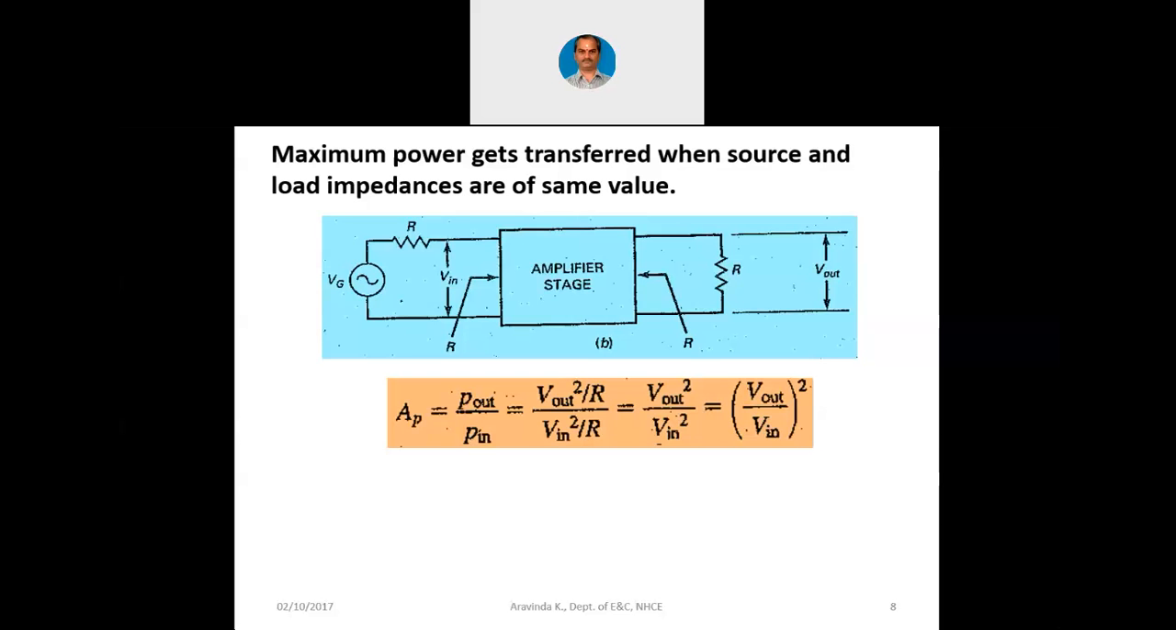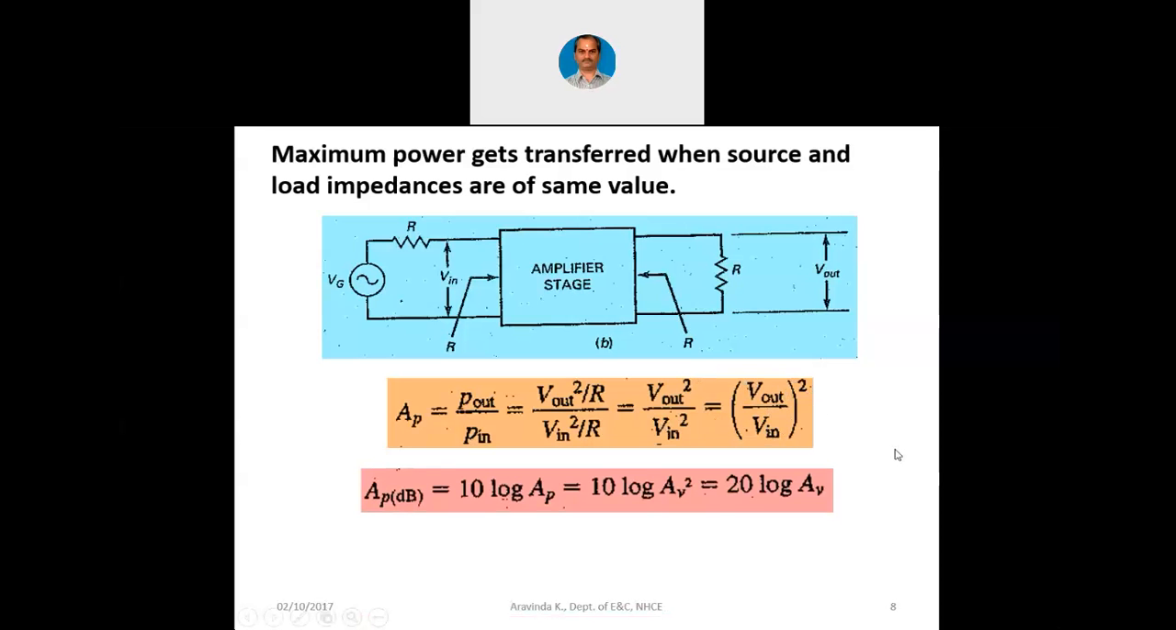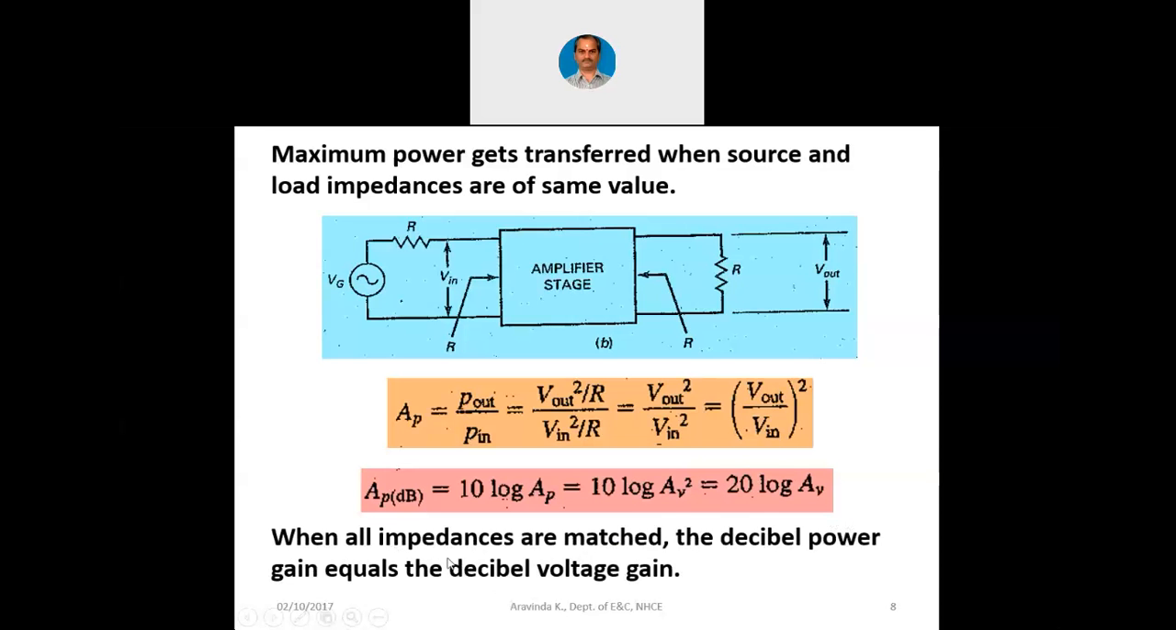When we take voltage gain in decibels, it is not 10 log, it is 20 log. Why? Because of this V out by V in whole squared, that 2 comes this side. V out by V in is nothing but voltage gain. So AP in decibels is 10 log of AP, which is 10 log of AV squared. V out by V in is nothing but AV. So this 2 comes this side. When you take log of AV squared, it is 2 log AV. 2 into 10 is 20. So 20 log of AV. When all impedances are matched, the decibel power gain equals the decibel voltage gain. If the impedances are perfectly matched, then the power gain and the voltage gain will be one and the same, because maximum power gets transferred there.